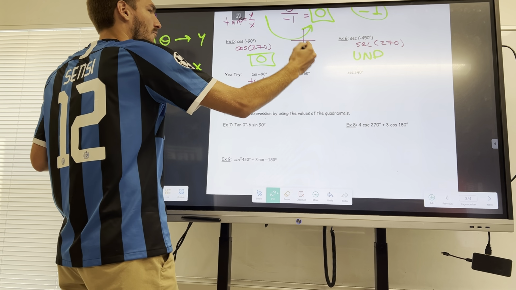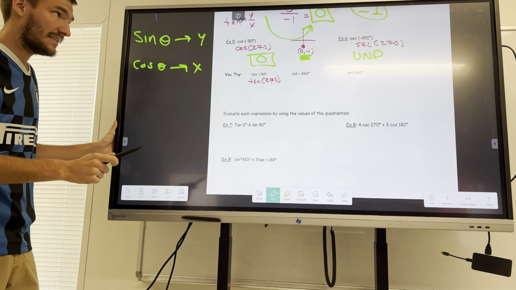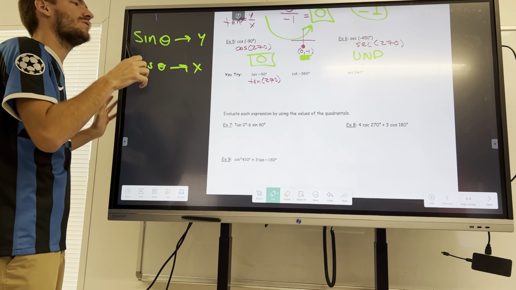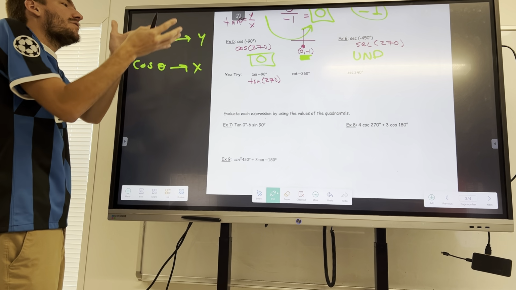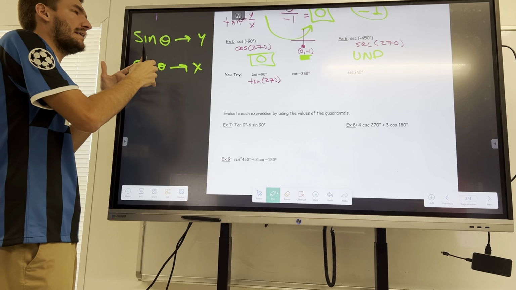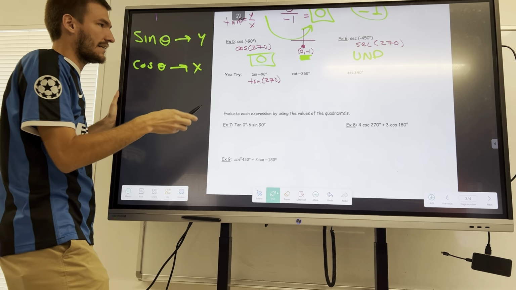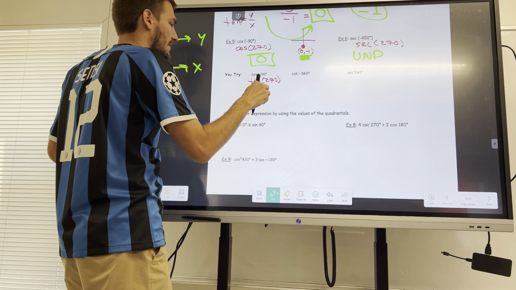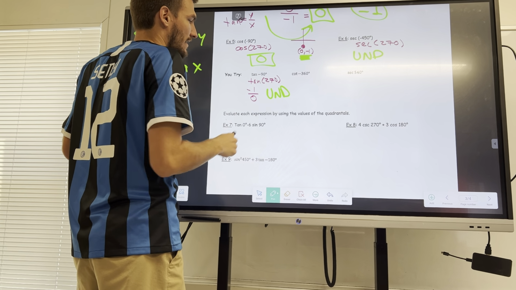Sure, 270, again, we've used this like 3 times in a row. 0, negative 1. And the tangent is the opposite over the adjacent, which is like the sine over the cosine, which will be the y over the x. Negative 1 over 0 doesn't work. Undefined.